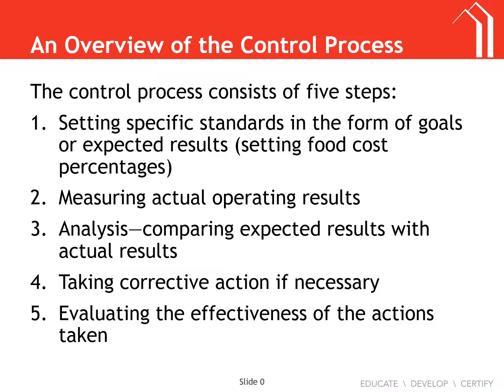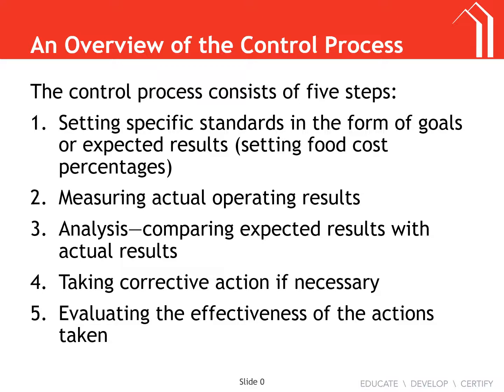If you feel you should be running at 26% food cost and you're actually running at 27% food cost, that means there's a 1% variance. Now we're going to analyze what happened. And then taking corrective action if necessary. Sometimes it's necessary, sometimes it's not, and I'll cover that a little bit later on as these slides progress.